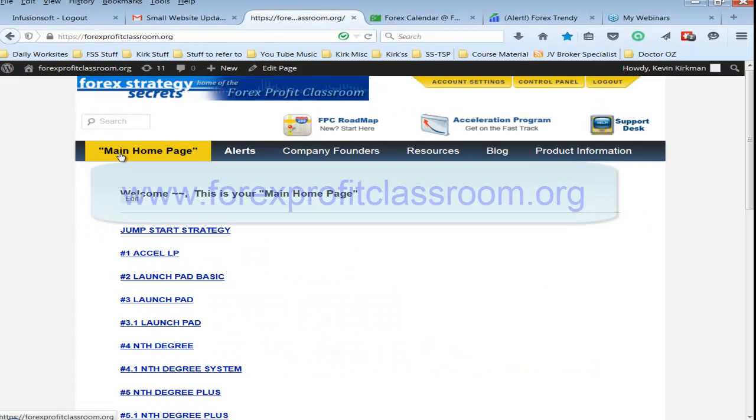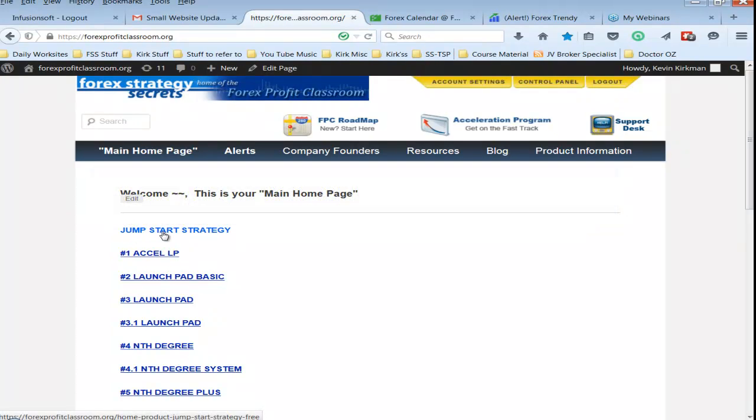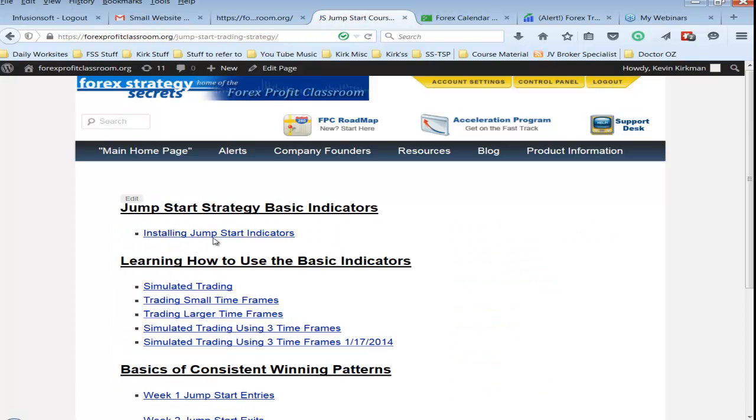So when you log in to the website, you'll be showing the main home page. You may not have a list of all these products, because these are products that you would have to purchase. But this Jumpstart strategy will appear there. You just click on that, and it'll take you to an area where you'll see some additional free material. Then click on Jumpstart video course. This is where the Jumpstart course is.